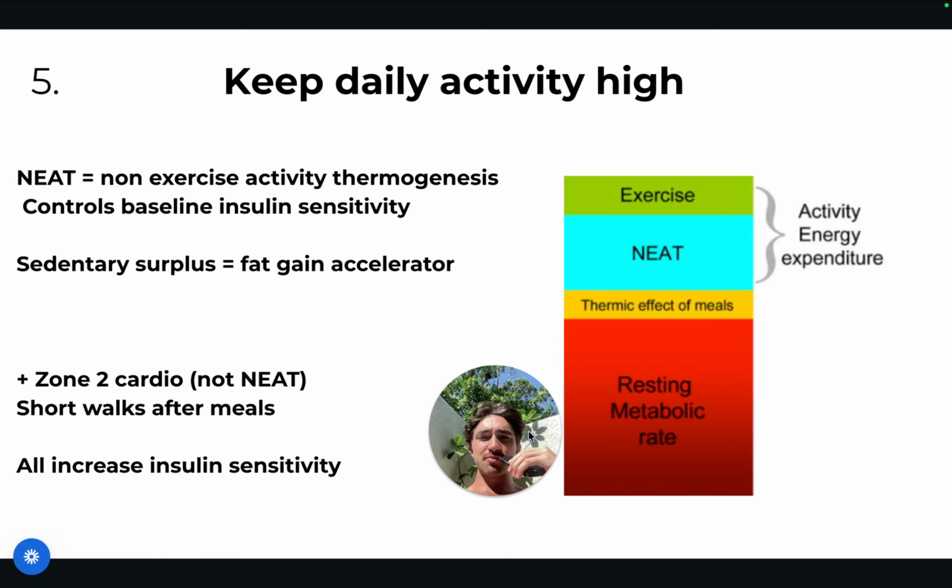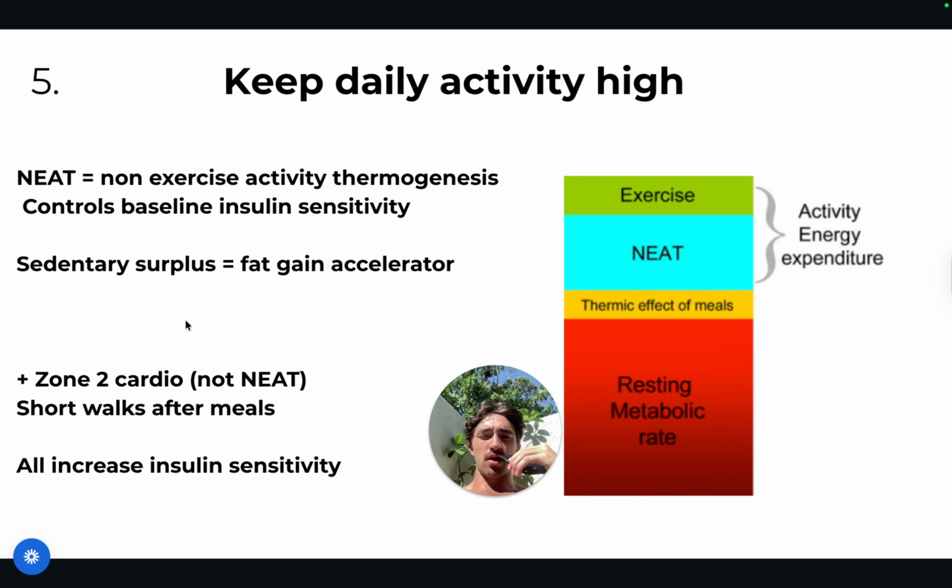Being more active throughout the day, like going on little walks, standing up from your desk if you work sitting down, just going on short movement walks, stuff like that. Because if you're sedentary, then you're going to be biasing way more of your calories towards fat gain.